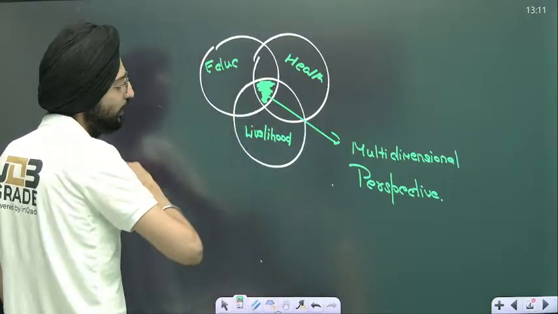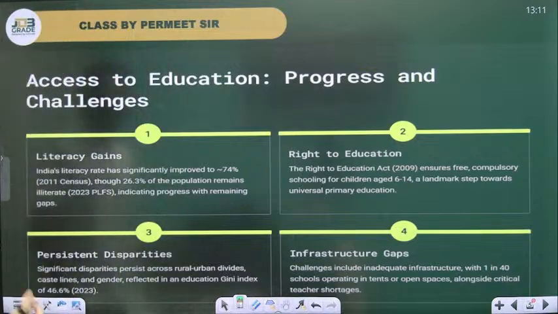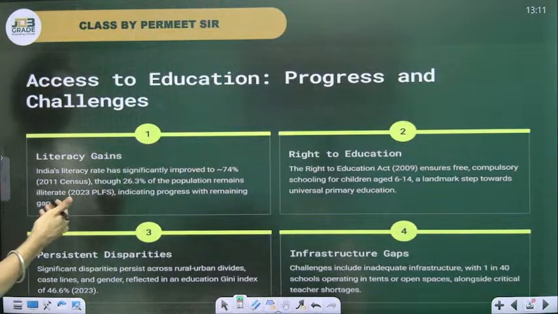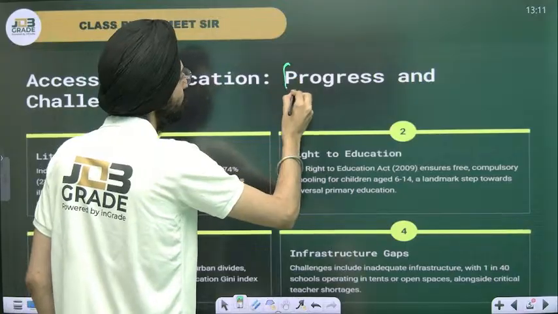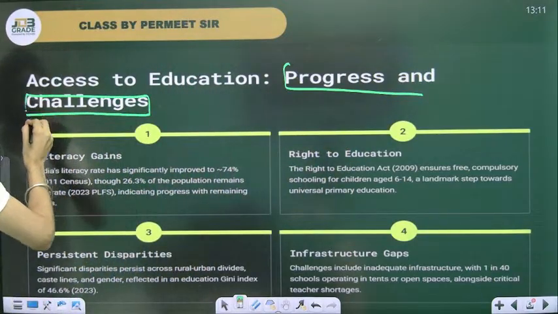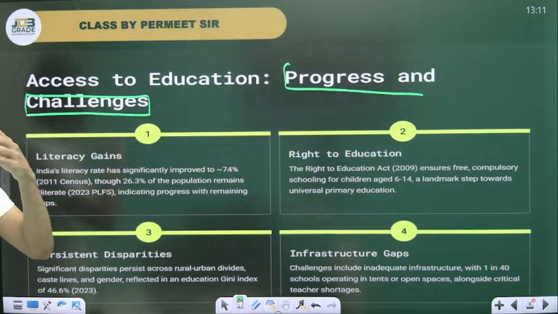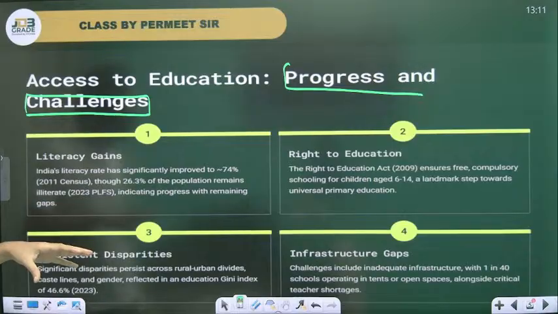Okay, so let's begin with this. Access to education, progress and challenges. First of all, sir, there has been a lot of difficulty in accessing education.